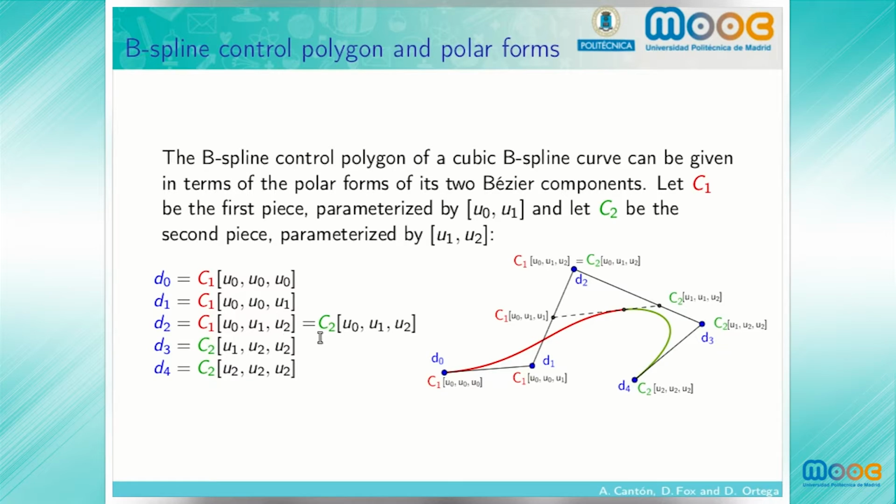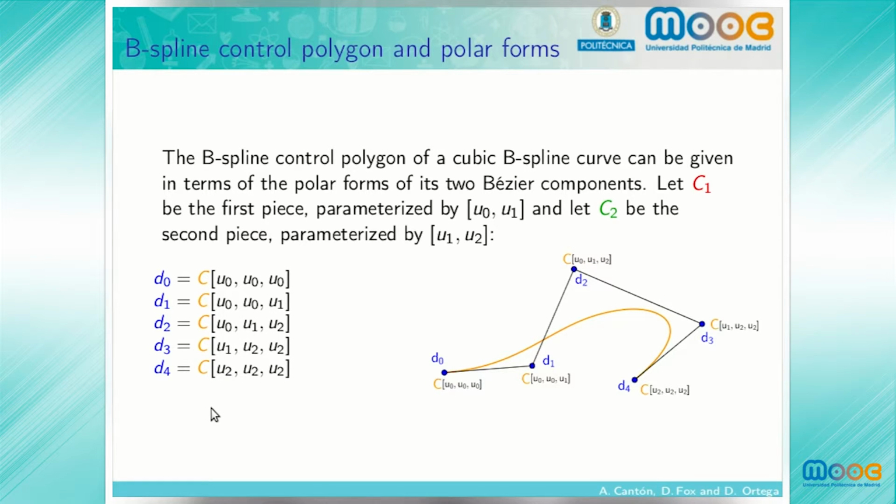So this C2 condition gives us a compatibility condition between the two polar forms and allows us to represent these polar forms with a unique notation. The notation we will use is C in orange, and we will draw the B-spline curve also in orange. So we will denote by C the polar form of the Bezier pieces, each corresponding to the right vertex. And for the third vertex, this C corresponds either to the polar form of the first Bezier piece, or to the polar form of the second Bezier piece.